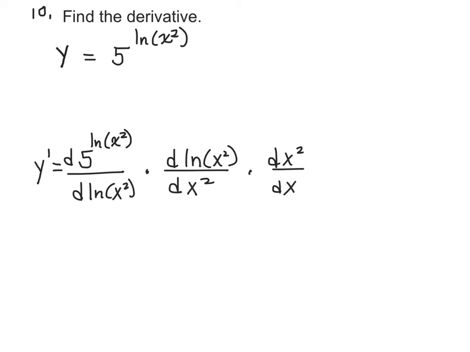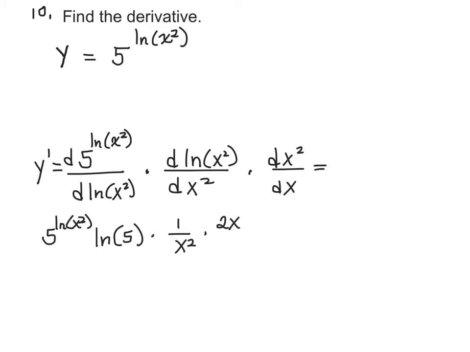Okay, so the derivative of 5 to the natural log of x is 5 to the natural log of x times the natural log of 5. So that's 5 to the natural log of x squared times the natural log of 5, times the derivative of the natural log of x squared, which is 1 over x squared, times the derivative of x squared, which is 2x.